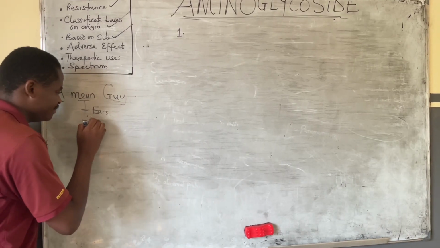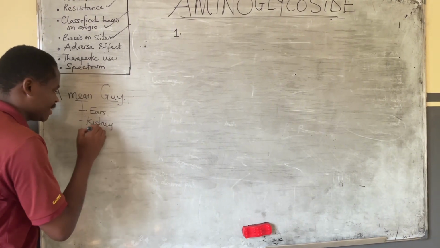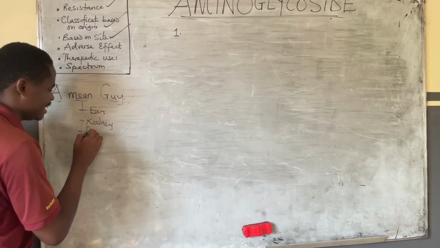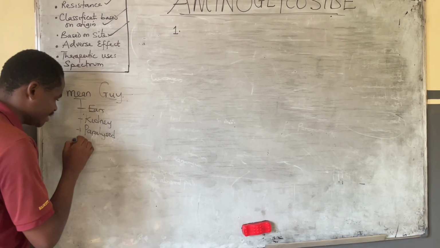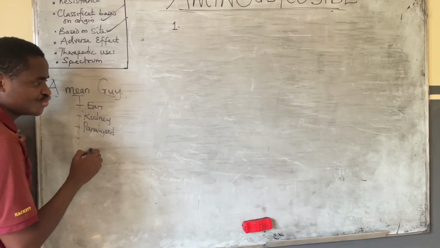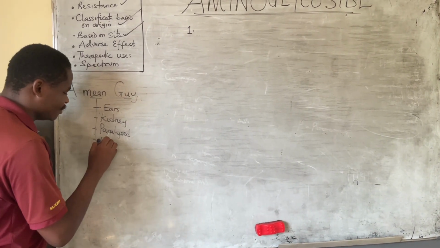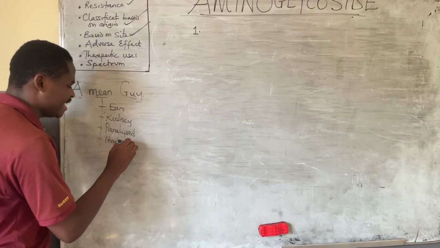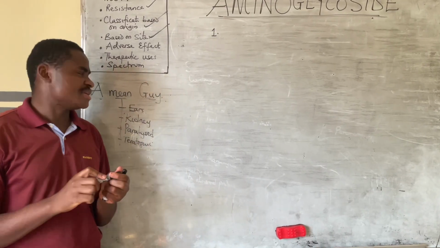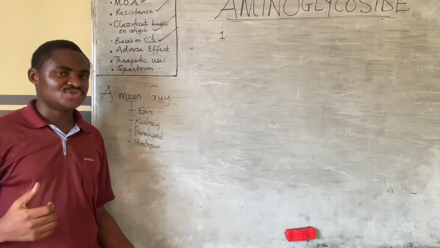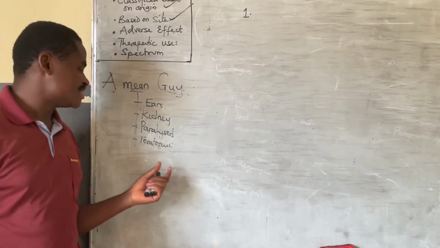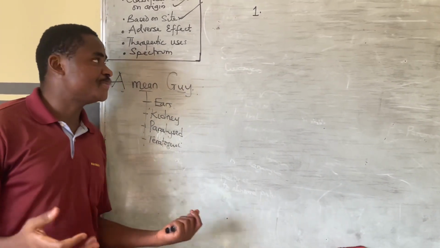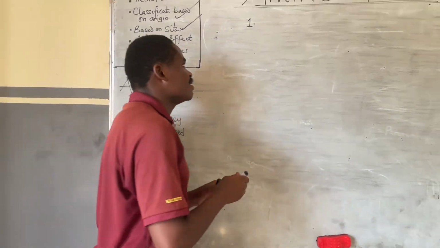He gives a deadly blow to the kidneys. He leaves this person paralyzed. And also, he has actions on people's children, that is teratogenic. So you can remember it this way, that aminoglycoside is a mean guy that gives a deadly blow to the ears, gives a deadly blow to the kidneys, leaves the person paralyzed, and also has effects on people's children.